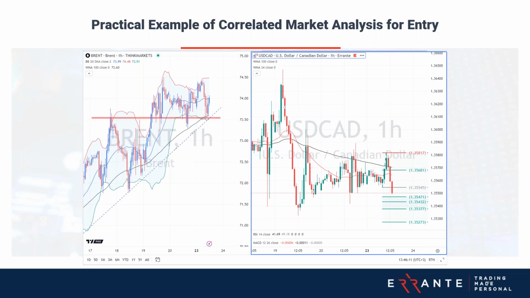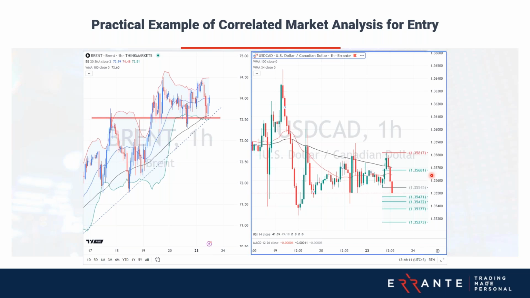And also the key support at 73.50 seems to be holding, which could provide a bullish outlook for oil right here, because we have the confluence of these significant support levels. One is our uptrend line, and the other one is this key price level here, 73.50.